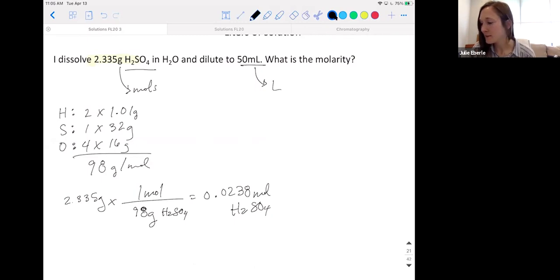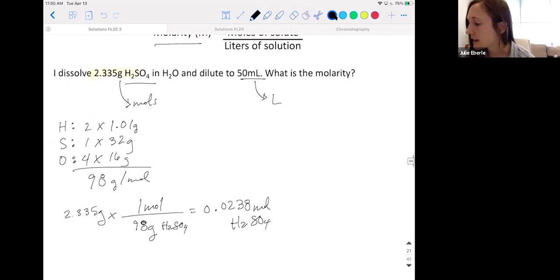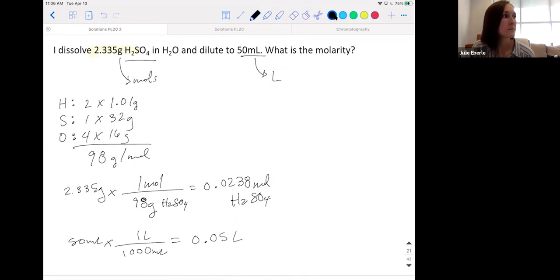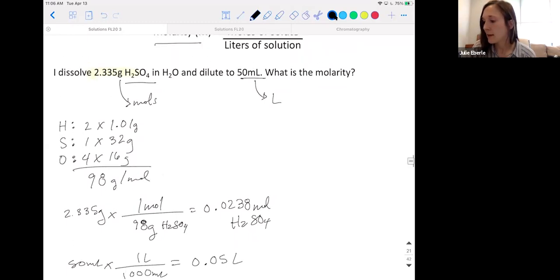All right, that's how many moles H2SO4. Okay, and then we need to convert milliliters to liters. So 50 milliliters. We know there's 1,000 milliliters per 1 liter, and that should give us 0.05 liters. All right, so now we can divide both of these and calculate a molarity.